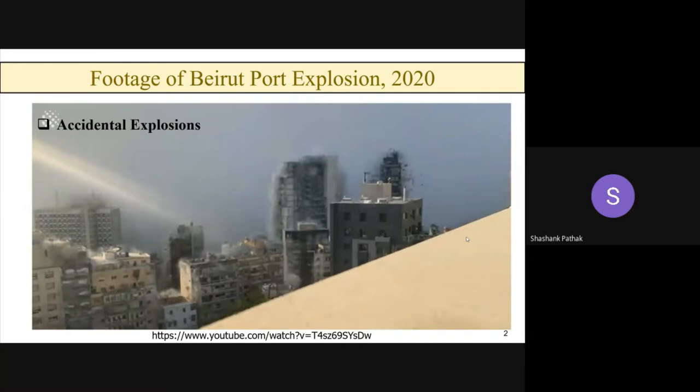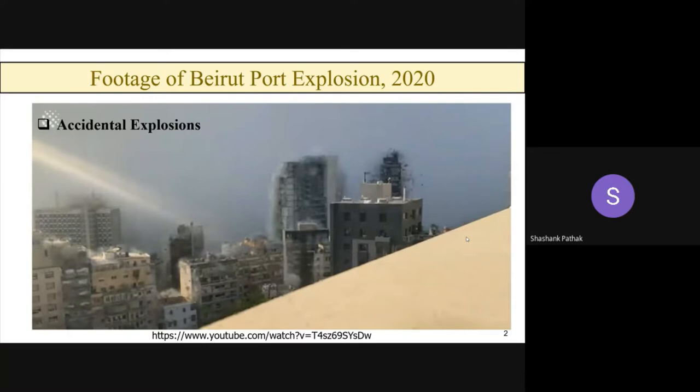So in Beirut there is a port. On that port, several cargo ships are coming regularly, and there are several industries. In those industries, the raw material that is used is sometimes chemical explosives, for example ammonium nitrate. Under certain conditions, those kinds of chemicals can be prone to explosion. So such explosions are because of accidents. A similar explosion happened in Beirut because of ammonium nitrate last year, and this was a very big thing in the news.